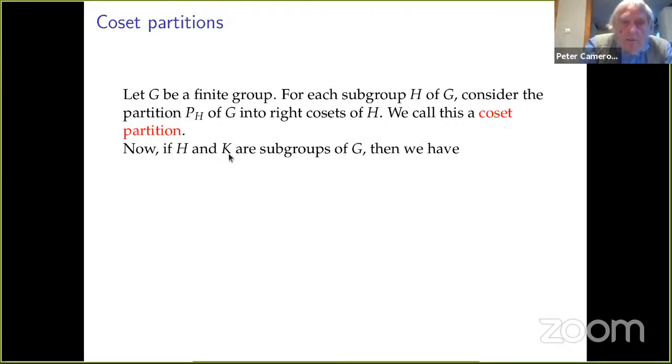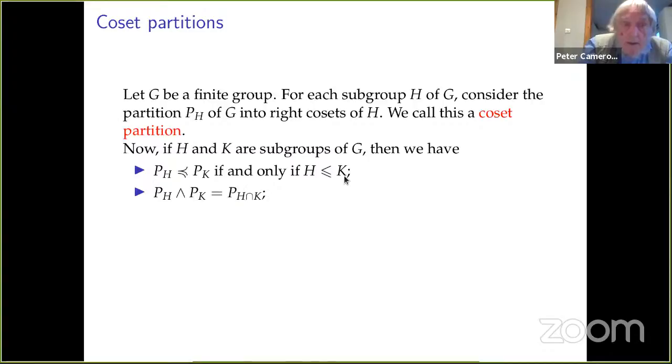And if you take two subgroups, we can describe the partial order and the meet and join in terms of the subgroups. P of H refines P of K, so it's less than or equal to P of K, if and only if the subgroup H is contained in the subgroup K. The meet of two of the partitions P of H and P of K is the coset partition of the intersection of H and K. So that's the meet. And the join of P of H with P of K is the partition corresponding to the group generated by H and K. This is the smallest subgroup containing both H and K. So questions about coset partitions can always be brought back to questions about subgroups of the group.